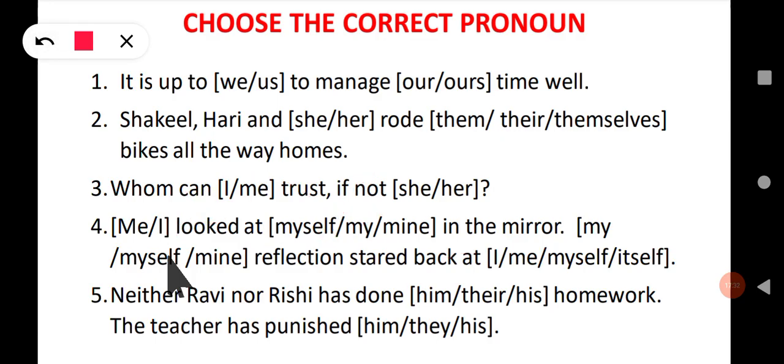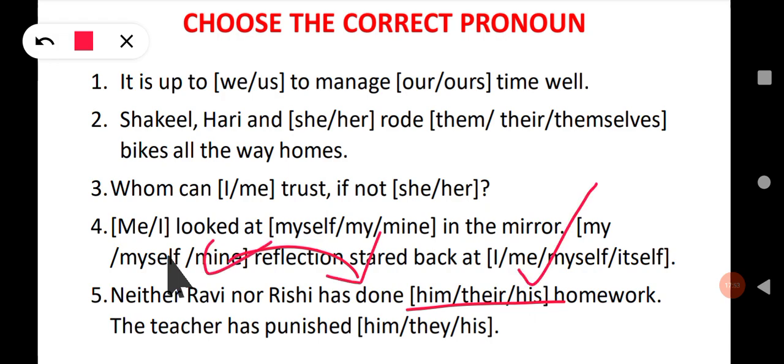Neither Ravi nor Rishi has done what? Has done their homework or his homework? What do we have to consider here? Neither Ravi nor Rishi has done what? Can we consider the two of them, or can we go with only his?